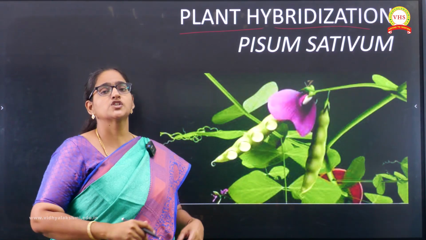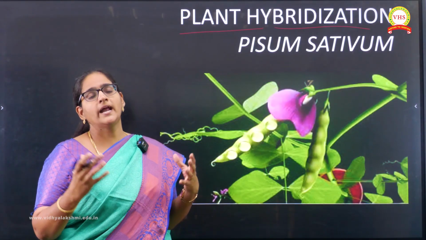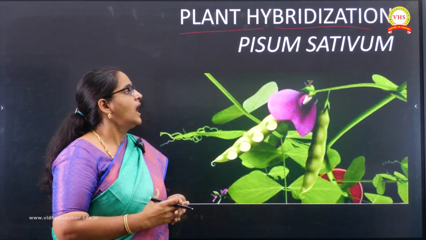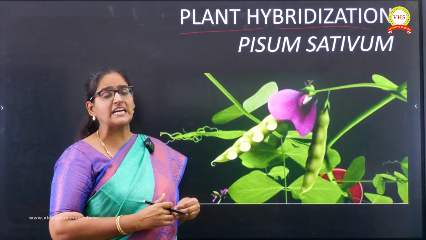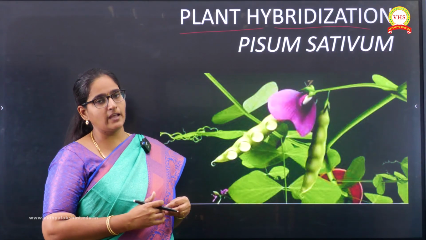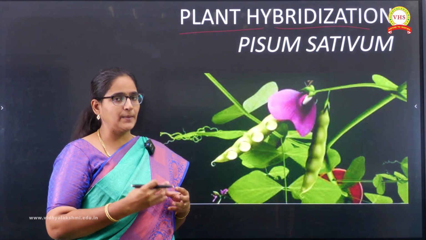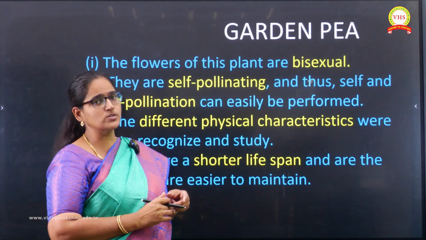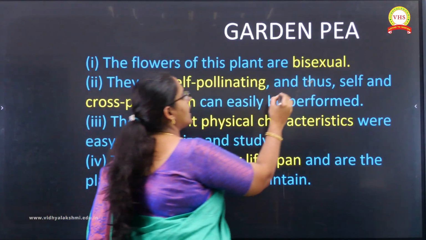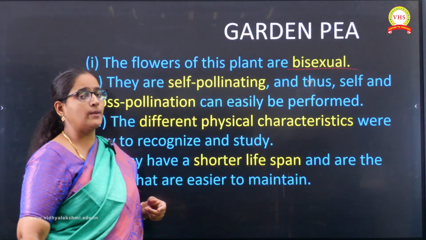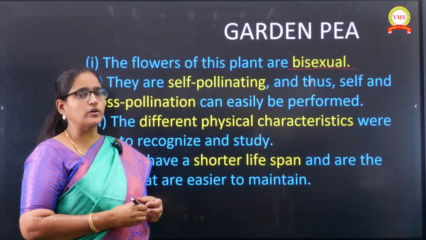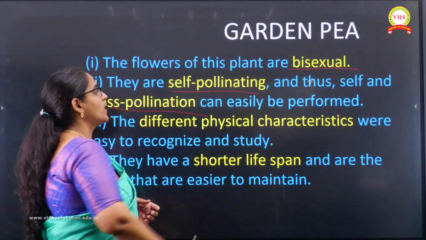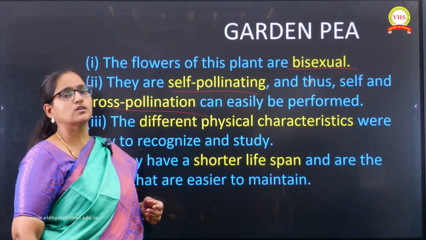It is called hybridization because it involved cross-pollination and self-pollination of two different genotypes which belong to the same species. The plant sample which he selected for his experiment is Pisum sativum. The common name of this plant is garden pea plant and the scientific name is Pisum sativum. There are some reasons why he chose this plant. Here the flowers are bisexual in nature. So the flowers bear both the male reproductive organ and the female reproductive organ. So we can induce the flowers to undergo self-pollination as well as cross-pollination.